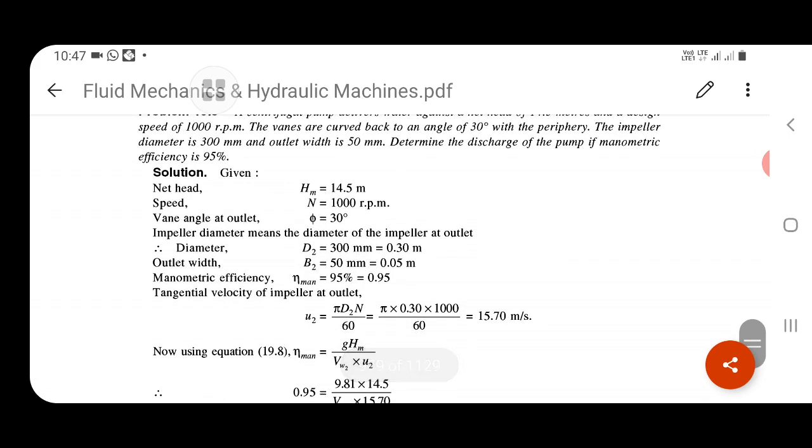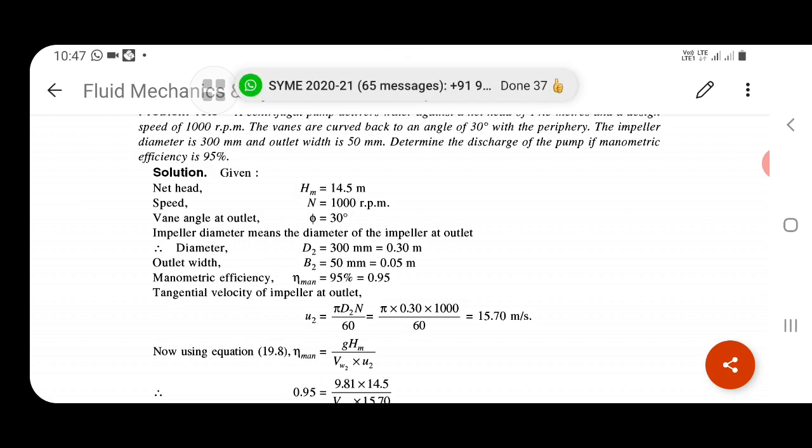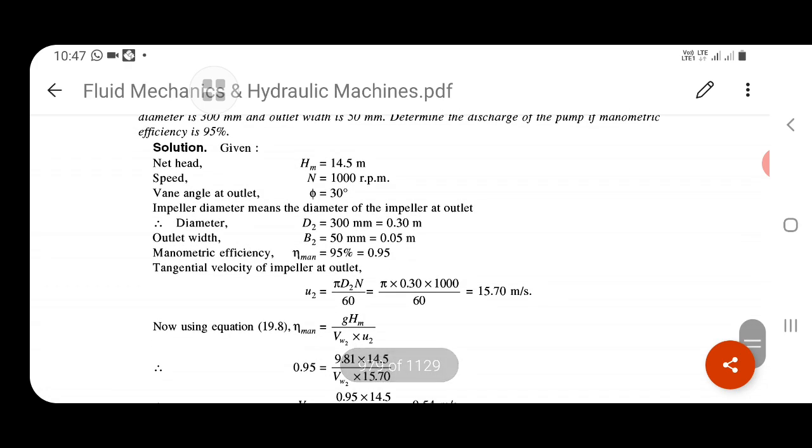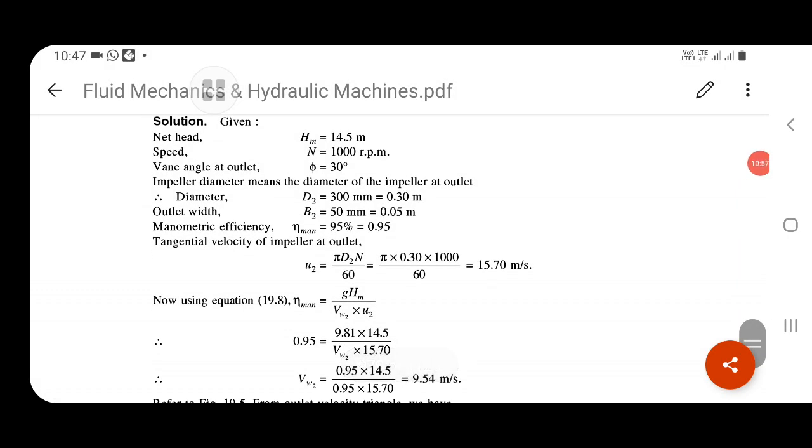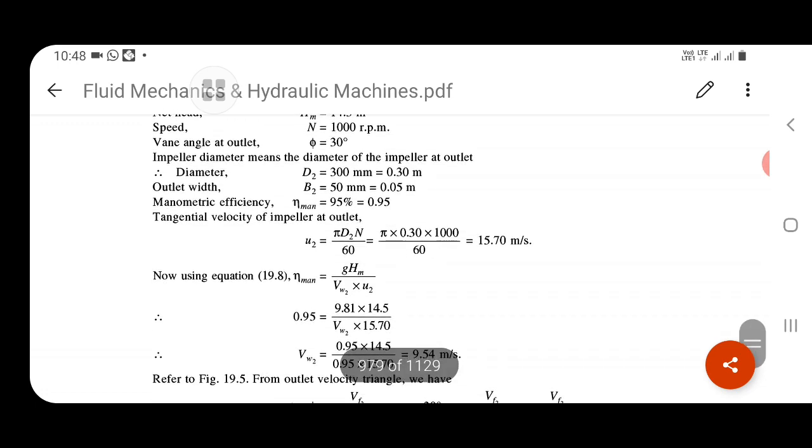So let Hm be 14.5 meter, speed 1000 rpm, phi 30 degree. The impeller diameter 300 mm converted into 0.3 meter. Similarly B2 is 50 mm, 0.05 meter. The manometric efficiency is given as 0.95. With the help of that, calculate the tangential velocity. So U2 is pi D2 N upon 60, pi into 0.30 into 1000 upon 60.